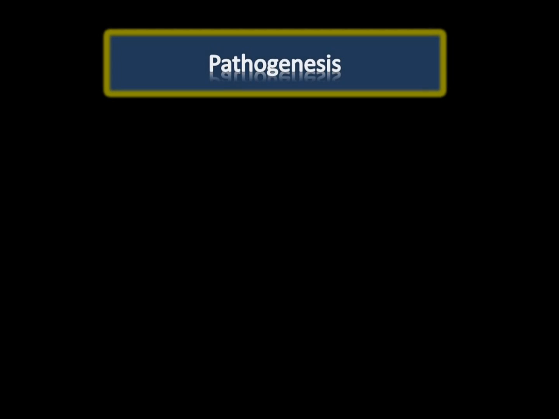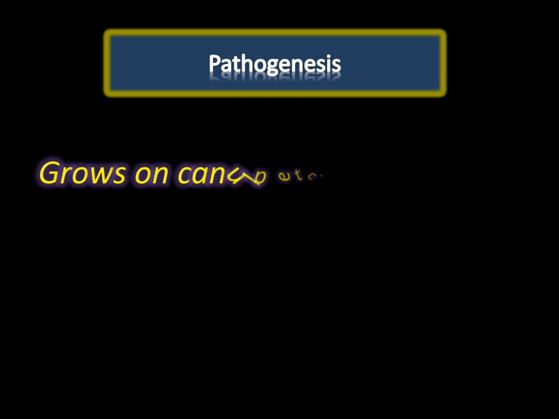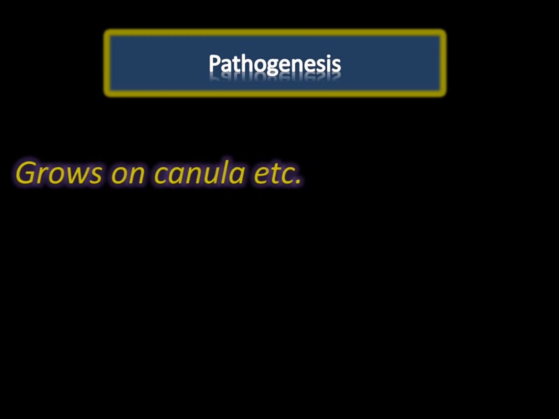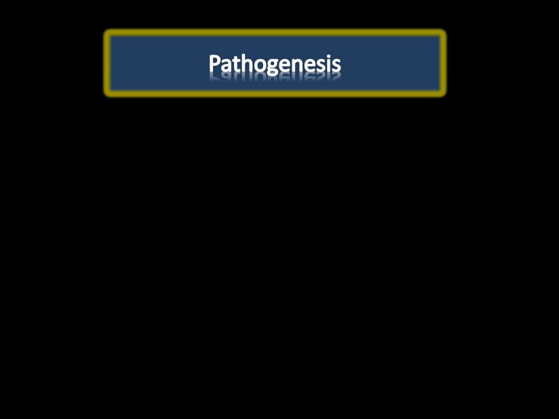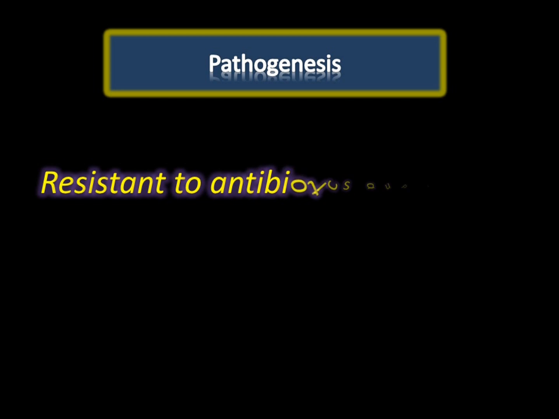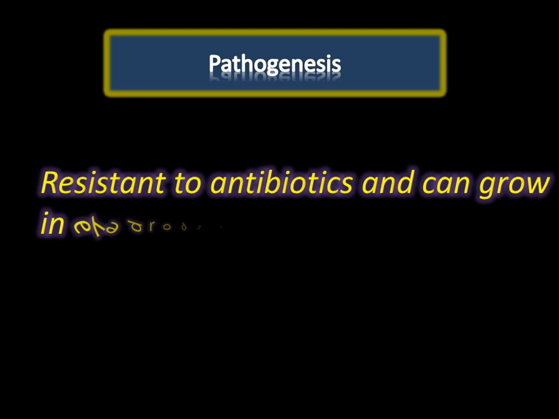There are various factors which help this organism in its pathogenesis. First of all, the organism is saprophytic in nature. It can easily colonize moist skin and equipment like cannulas, respirators, or endoscopes. It is resistant to antibiotics and antiseptics, so it can grow and multiply on these, for example in eye drops.